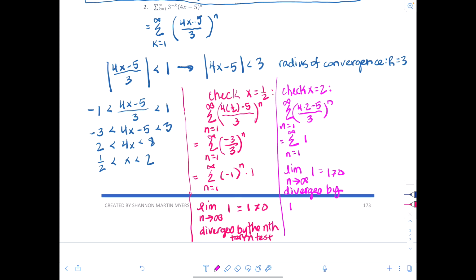Now, it turns out that if you have a geometric series, it's always going to diverge at the endpoints. So we were able to write this whole thing as a geometric series. So I didn't really have to do this, but I thought it would be good review.